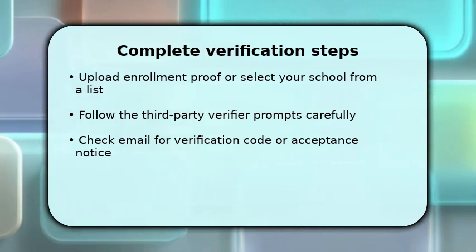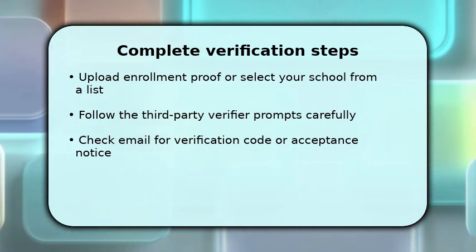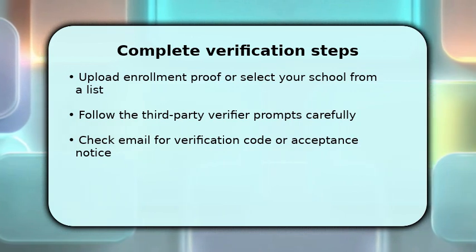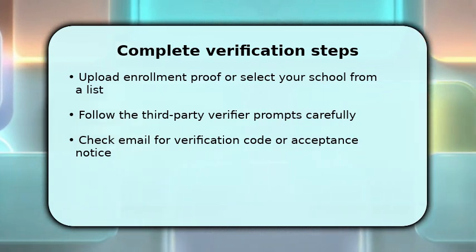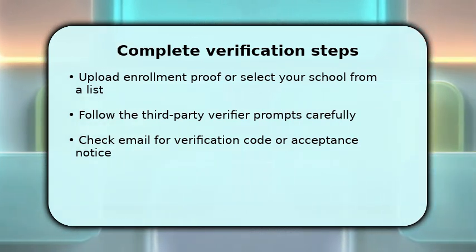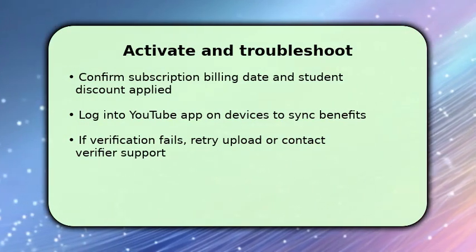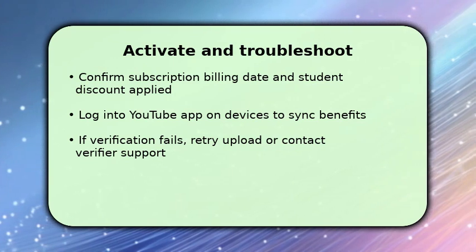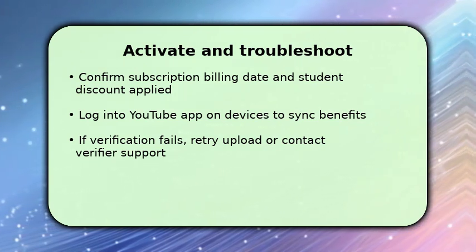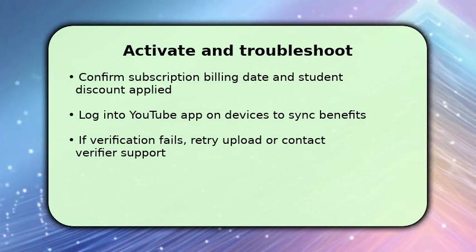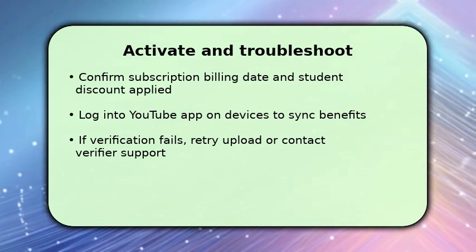This speeds approval. Once verified, return to the YouTube Premium page and confirm your plan choice and payment method to activate student pricing. After confirmation, activate the plan so the student discount starts immediately. Check your account page to verify the billing date and discounted rate. Once active, sign into YouTube on your phone, tablet, and browser to sync ad-free downloads and background play across devices.